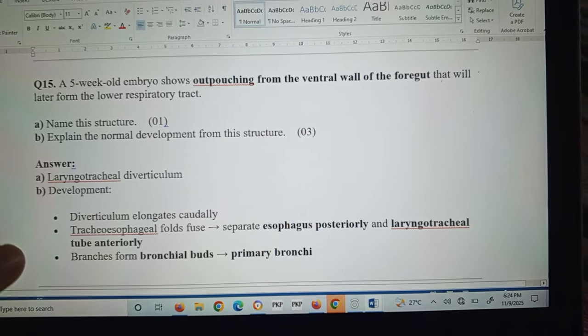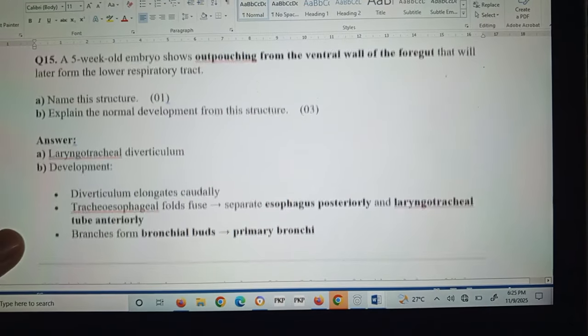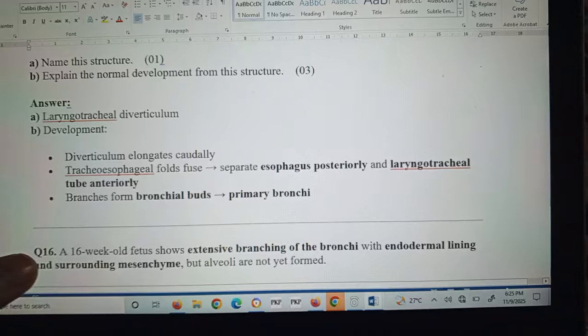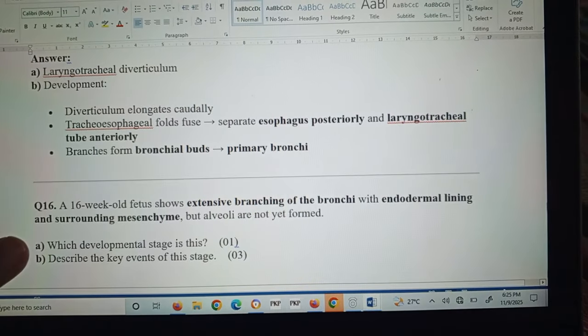Question number 15: a 5-week-old embryo shows an outpouching from the ventral wall of the foregut that will later form the lower respiratory tract. Name this structure. This is the laryngotracheal diverticulum. What is the normal development of this structure?